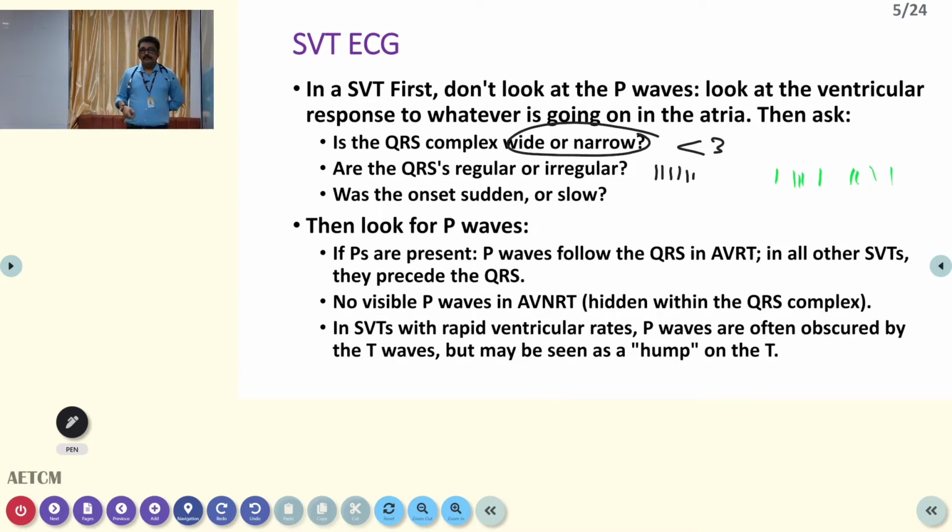Then look at the P wave. If P waves are present, see whether they are in the QRS complex or after the QRS complex, whether it is an inverted P wave, all these things you have to see. So, the most important thing is to look at the P wave. Sometimes P waves will be embedded inside the QRS complex, and you may not see them at all.